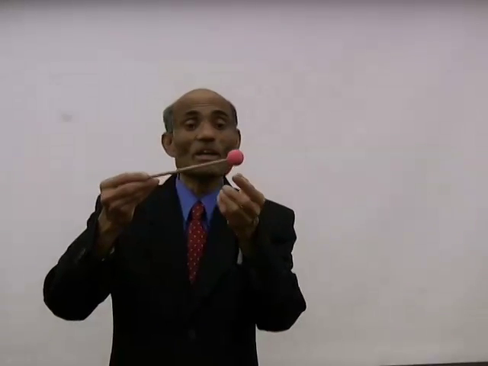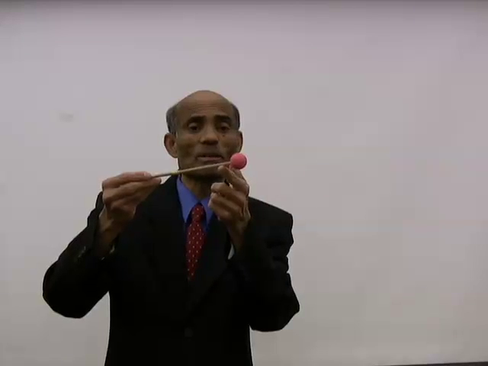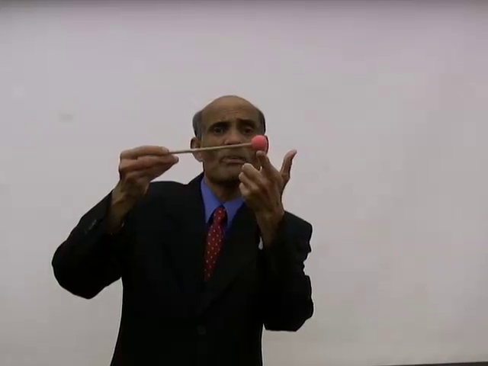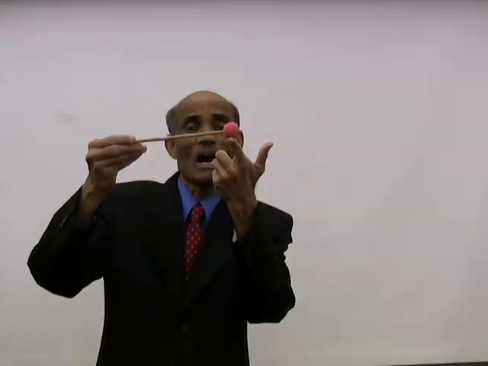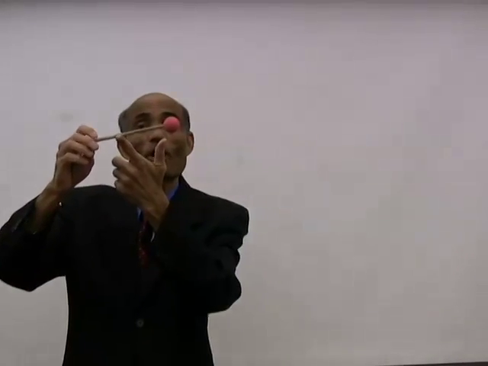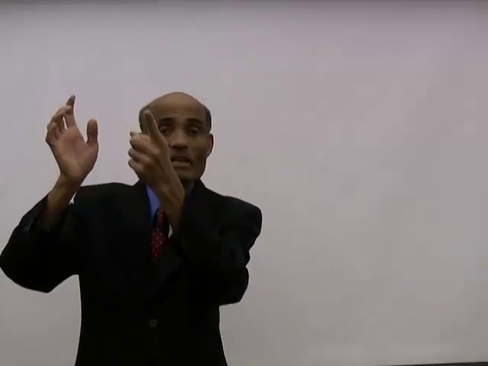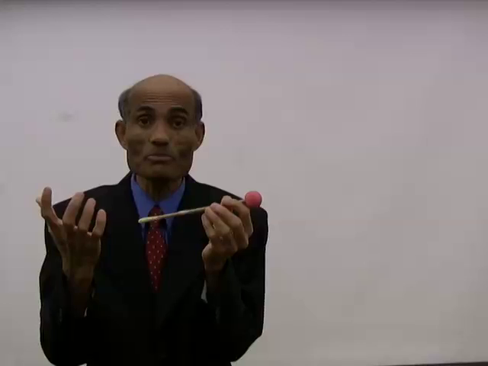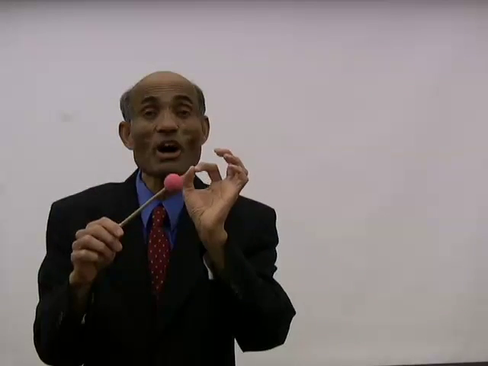Whereas if I am going to support it here and I drop it, look at the way it moves. It has a complicated motion. And if I want to drop it from a point on the other side, again it has a complicated motion. So when you want to consider the motion of an extended object, it is the motion of the center of mass that we consider.